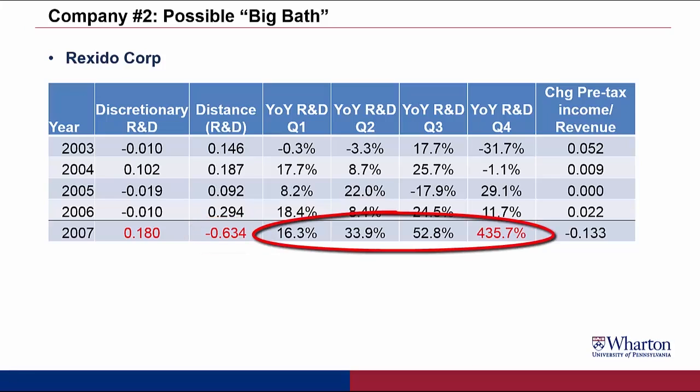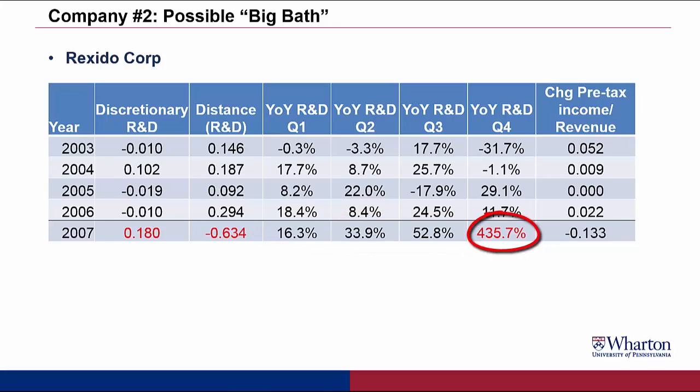And then we look at the quarterly changes. The quarterly changes get bigger each quarter, and then it's an enormous 435% increase in R&D in the fourth quarter. And sure enough, the last column shows that they missed their earnings target by a lot. Their earnings were down by 13% of revenue versus the prior year. So this would be consistent with a big bath. They knew they couldn't meet last year's target, so they accelerated some of next year's R&D into this year to make the bad year worse, but then hopefully help their turnaround in the following year.